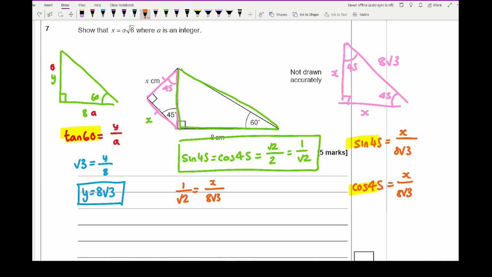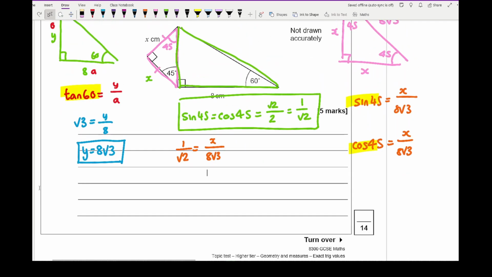Now from this, I do a bit of cross multiplying, because I've got a fraction equals a fraction, and what I end up with is x root 2 equals 8 root 3. Now if I take the root 2 over to this side, then x equals 8 root 3 over root 2.